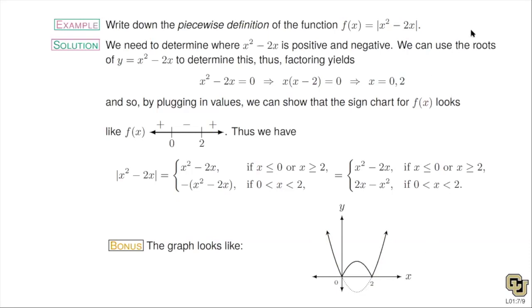So this example is an important example in terms of working with the absolute value. And this is the kind of thing we should be comfortable with. And certainly practice makes perfect.